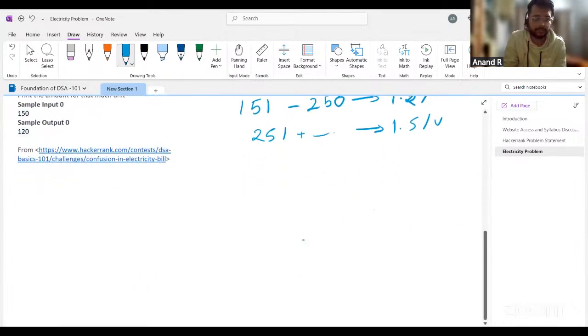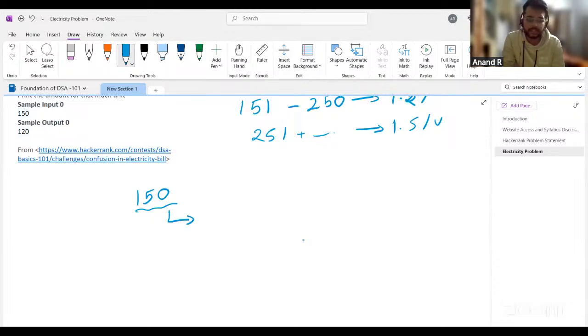Let's say sample input is 150. If you have to calculate for 150, what is your bill? Can I say that I can break 150 into two parts? One is 50, one is 100. Is it fine? I can break 150 into two parts. First part is 50, the second part is 100. Yes or no?